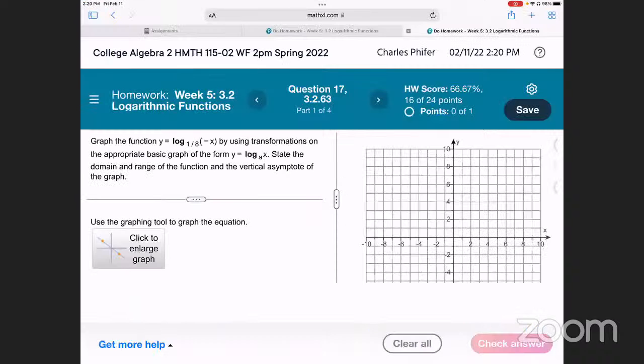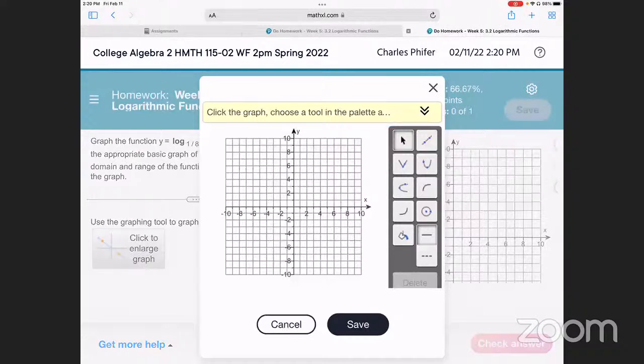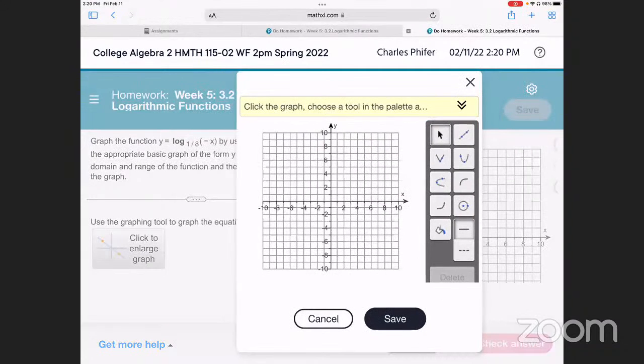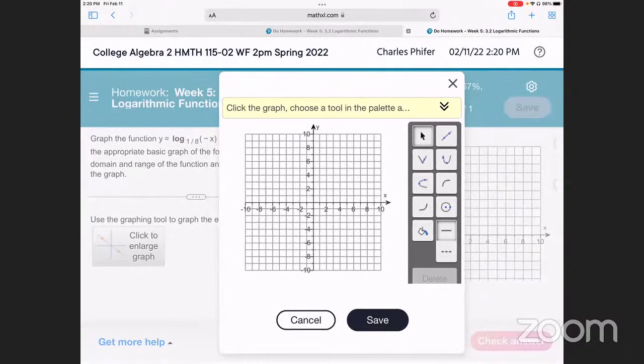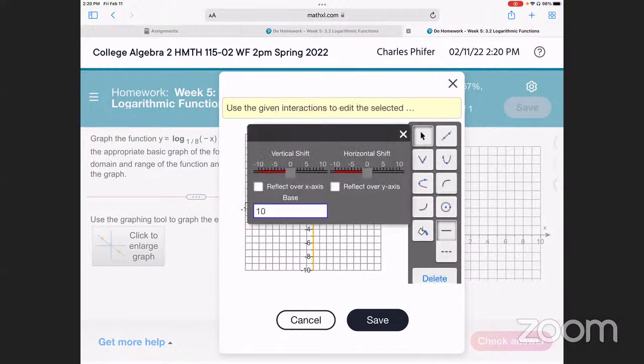Right here. Okay, so we're asked to graph this function by using transformations, starting with the generic log function, and then say the domain and range. So I'm going to click to enlarge the graph. Now this one, we have log base 1/8 of -x, right? So I'm going to choose my log tool, which is third row on the right. It says click to plot, so I just click. The base is 1/8.